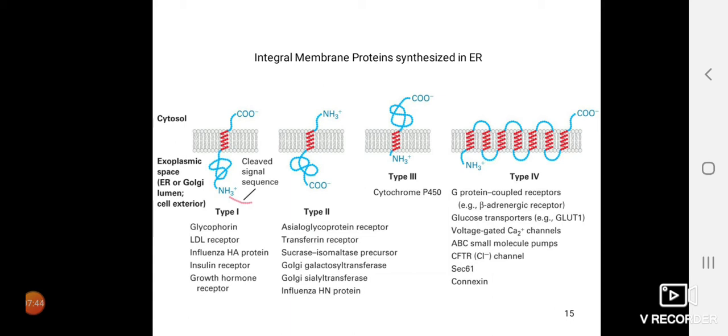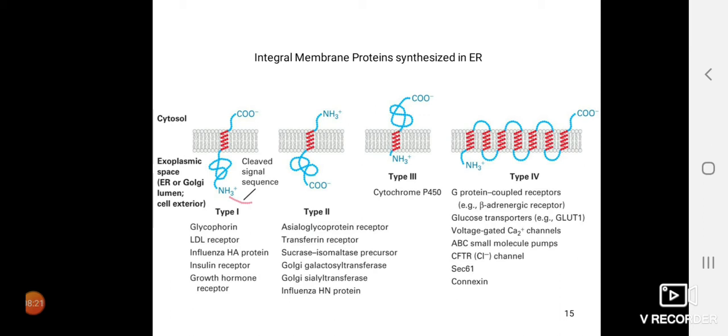Now the very important and final type of protein synthesis is the integral membrane proteins. These are the proteins which are present completely buried within the membrane. That is, they have their ends distributed at both the cytosolic side and the extracellular side. They are touching both ends.